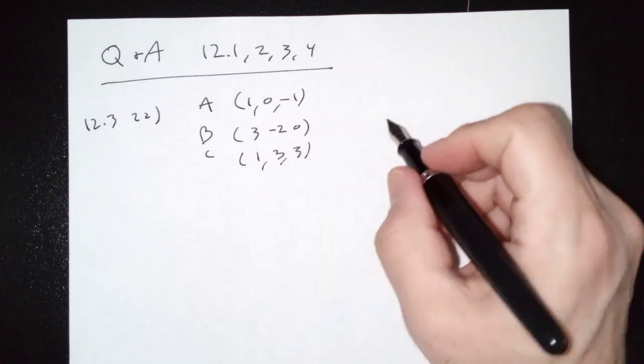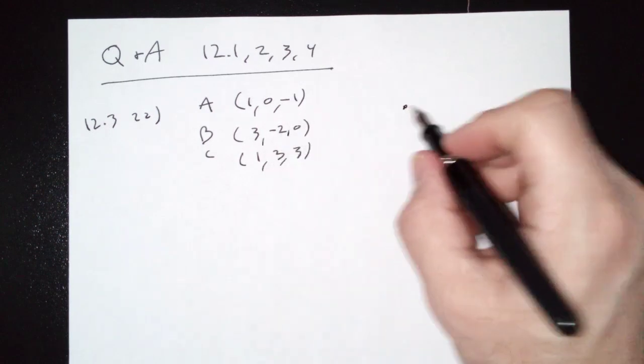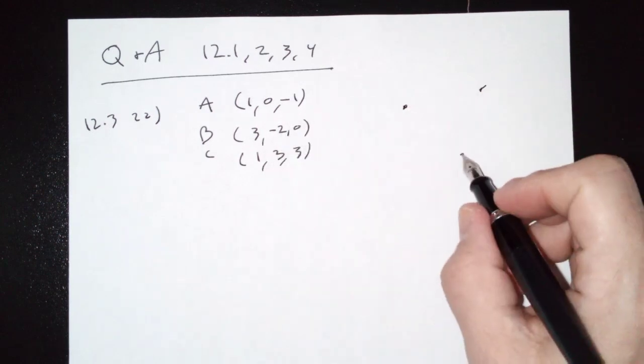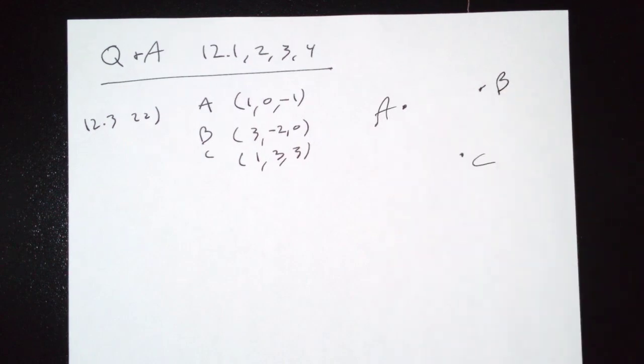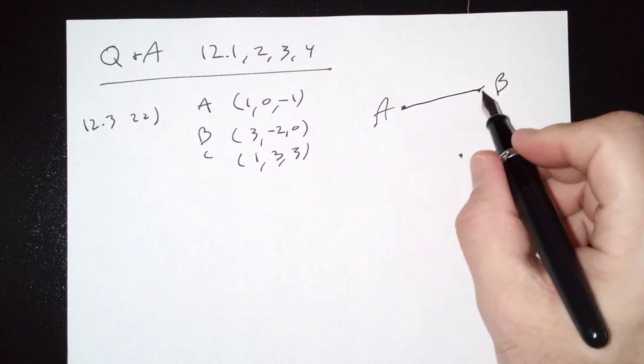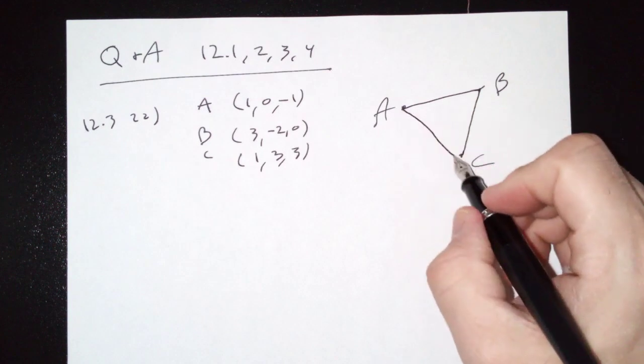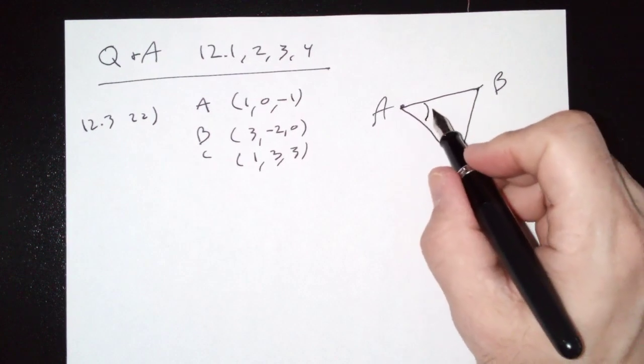All right, so for the moment, I'm going to ignore the fact that these are in 3D. I'm just going to label 3 points, right? So tell me, how did you go about finding the angle at A? Because here's my triangle. How do you find this angle?